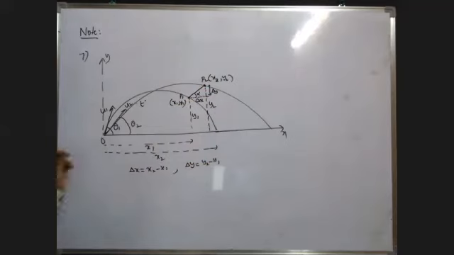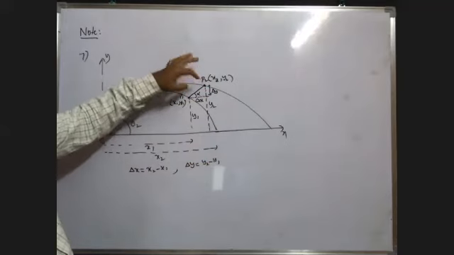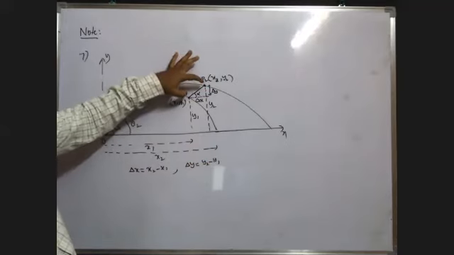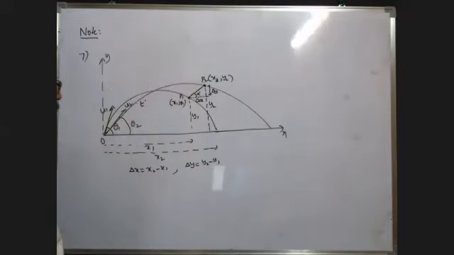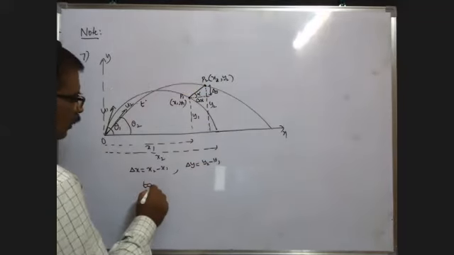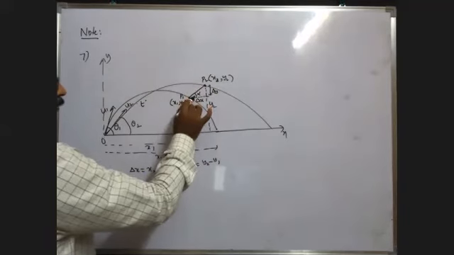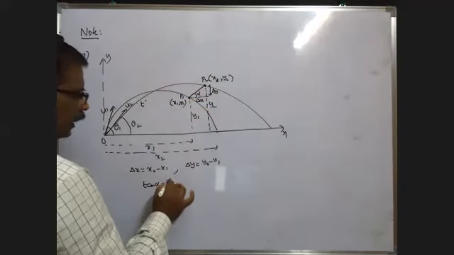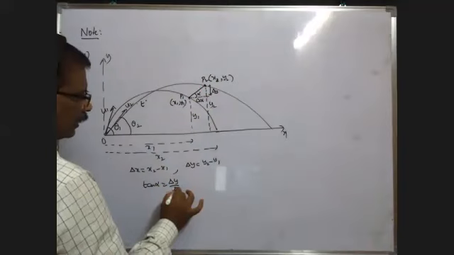Therefore, the angle made by the straight line joining the two projectiles with the horizontal is alpha. Then from the right angle triangle, tan alpha is equal to opposite side by adjacent side. That means tan alpha equals delta y by delta x. Okay.